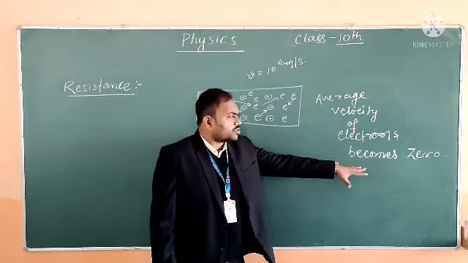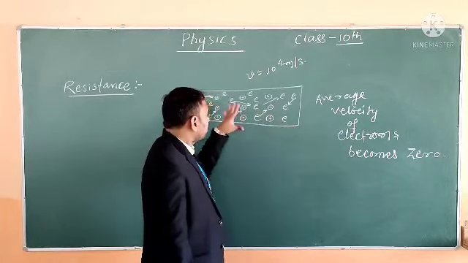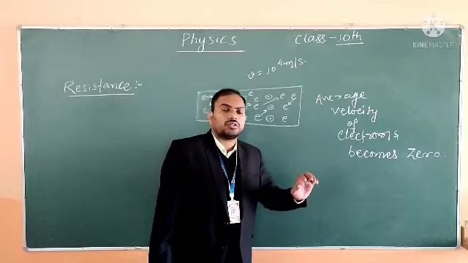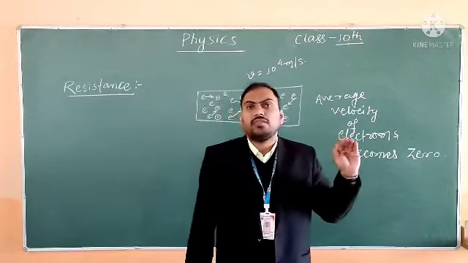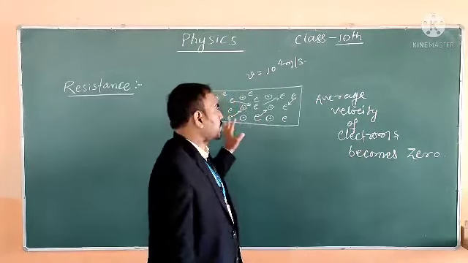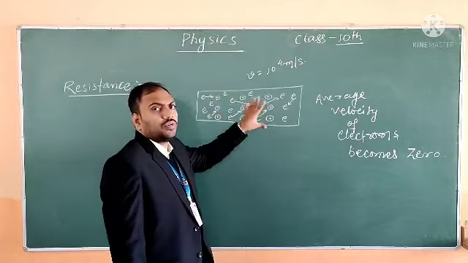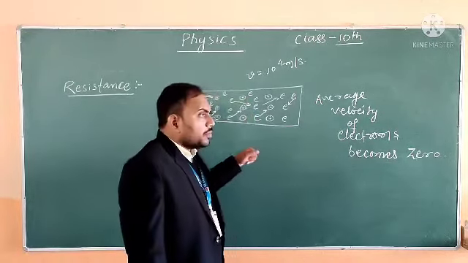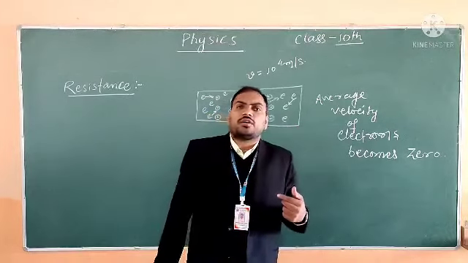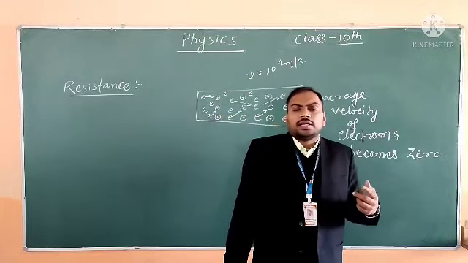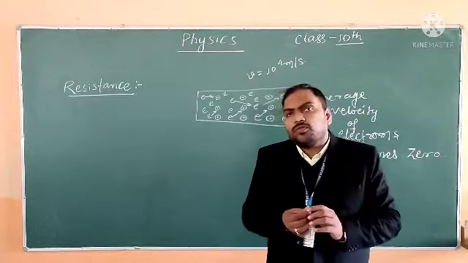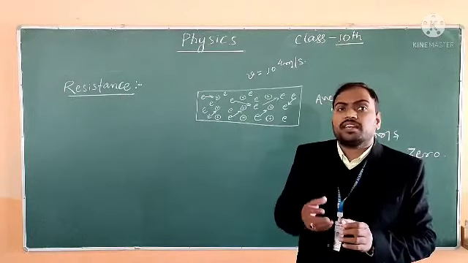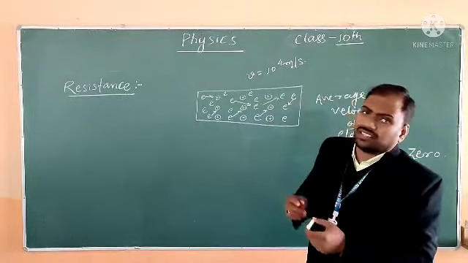Average velocity of electrons becomes zero. That's why there is no current caused. There is no current flow inside the materials when it is what? Just put simply. Okay. Then a question in our mind: when will current flow through the material, when will current flow through the conductor?